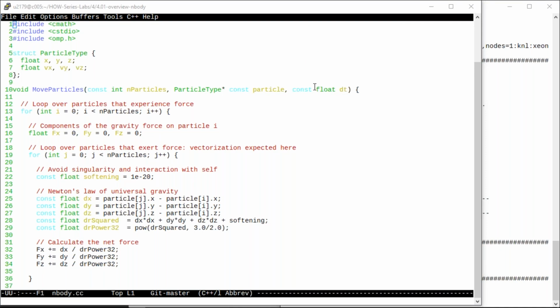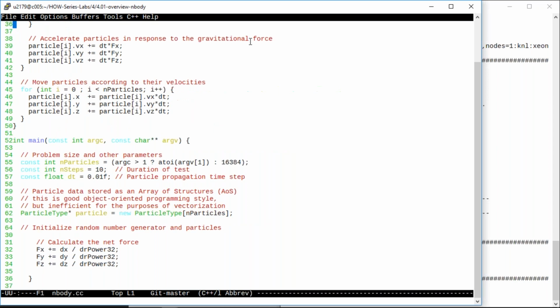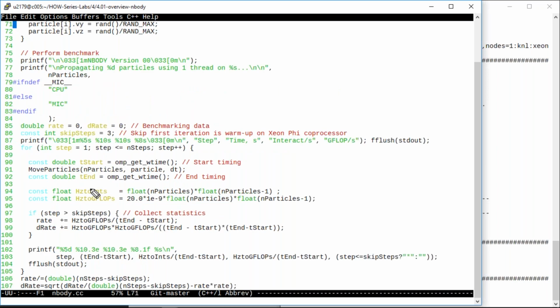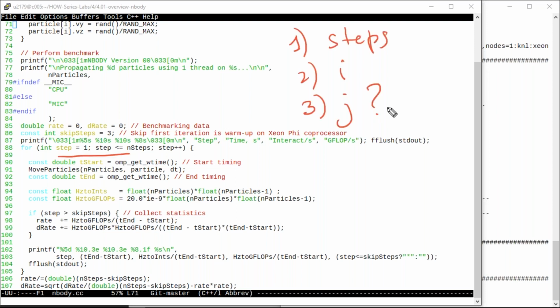And we know that OpenMP is very good at parallelizing loops. So which loops do we have? Well, inside move particles we have the loop over I, the loop over J, and the function move particles itself is contained inside of a loop over time steps. So which loop can we parallelize? Steps, I, or J? Think about it for a minute, and think about the reason for choosing one or the other.